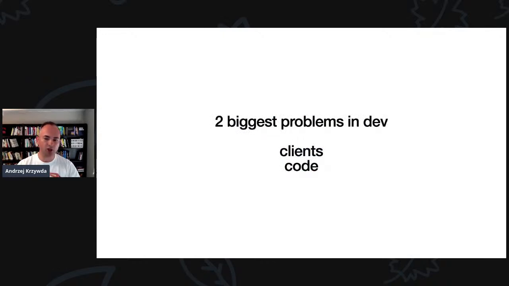So I believe there are two biggest problems in the dev world. And those are not the typical ones that people say, like off-by-one errors or caching or something. Those are funny, but I believe there are bigger problems than that. And it's clients and code in general.